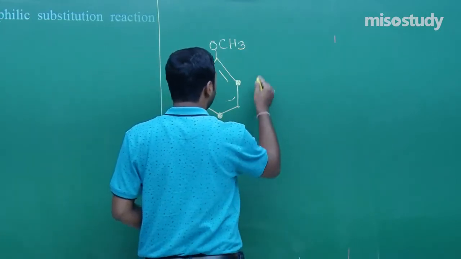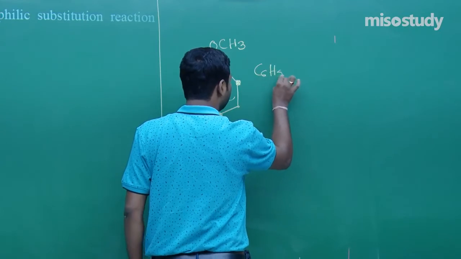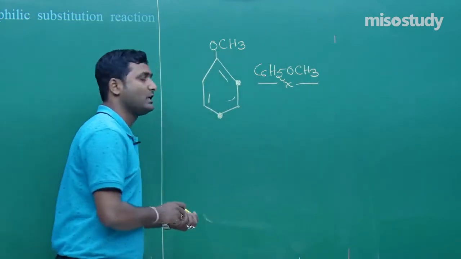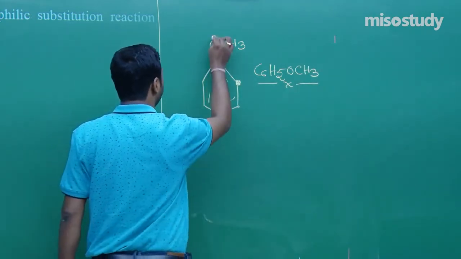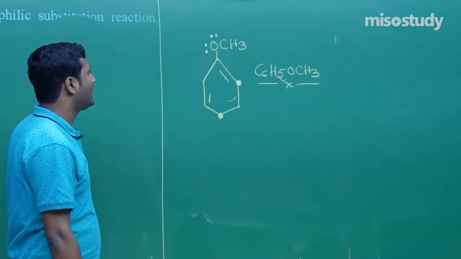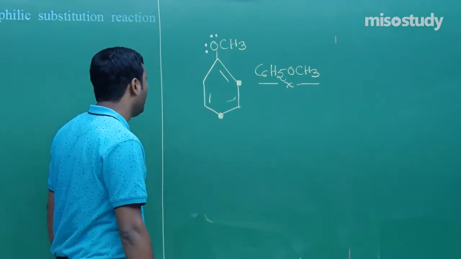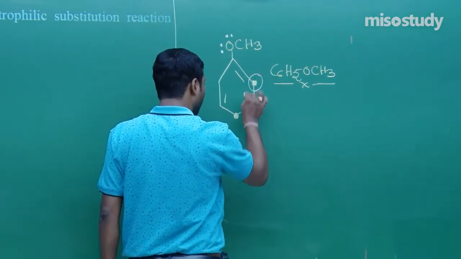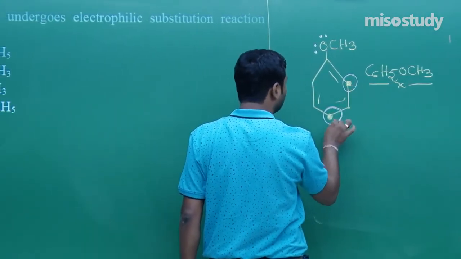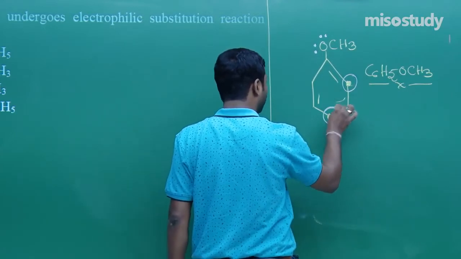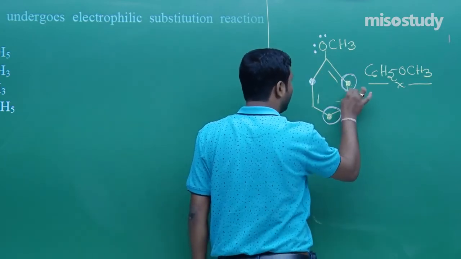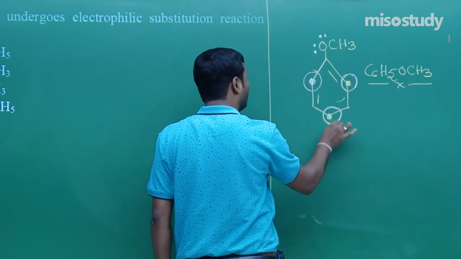So the ether having the formula C6H5OCH3 can show electrophilic substitution reaction due to the resonating structure. Do you remember this, what I am telling? Due to the resonating structure, at this position and this position, the electrophile can attack: ortho, meta, para, meta, ortho. That is anisole. The electrophile attacks at the ortho and para position.